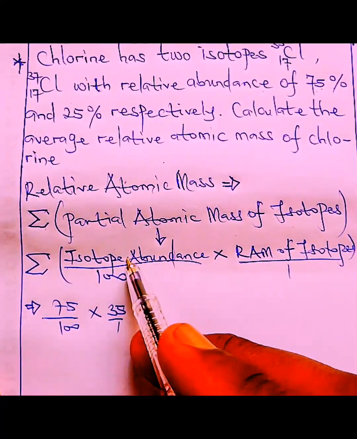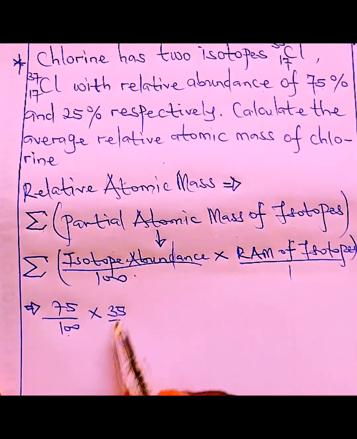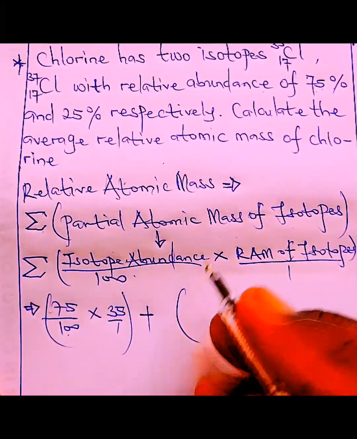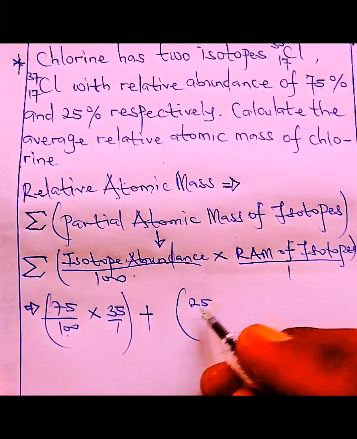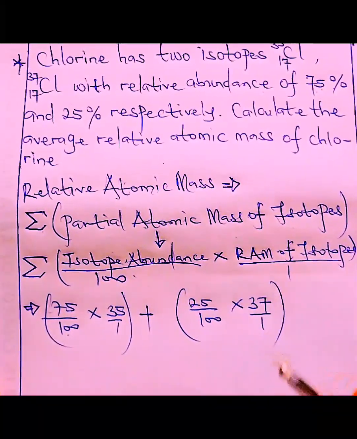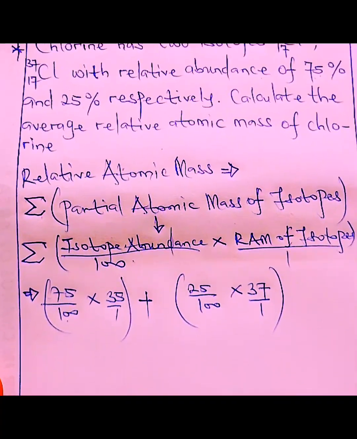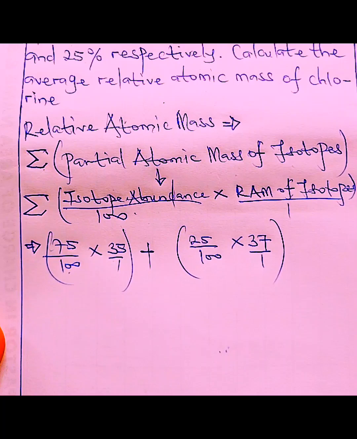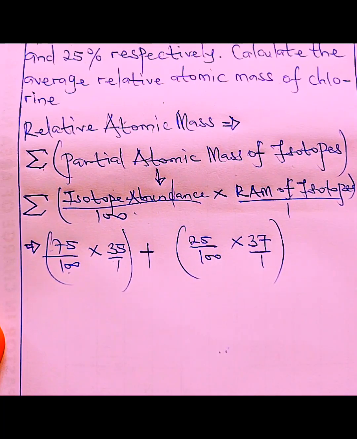That is isotope abundance over 100 times relative atomic mass of the isotope. By the time we do that, then we sum it up. The next one is 25 over 100 times chlorine 37 over 1. Now this helps us to get the relative atomic mass of a given element to a very high degree. So we're going to be using our calculator. Let's quickly punch in the figures.